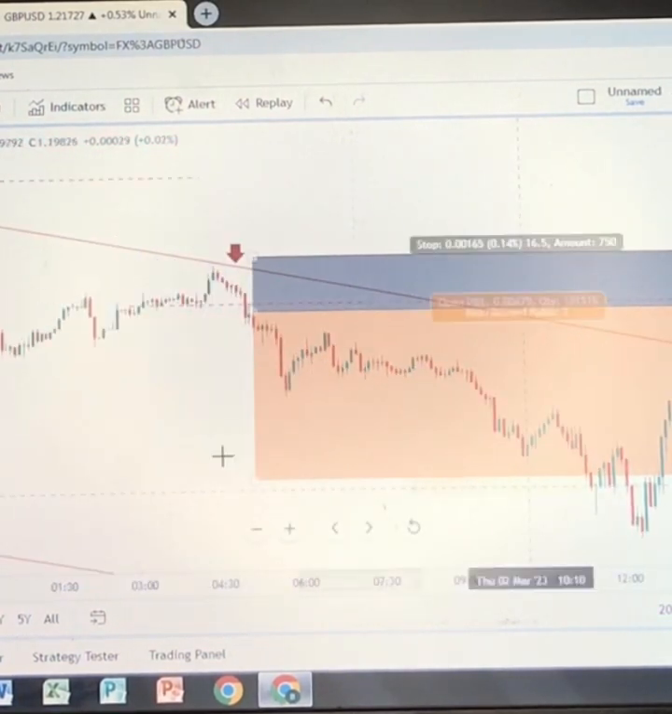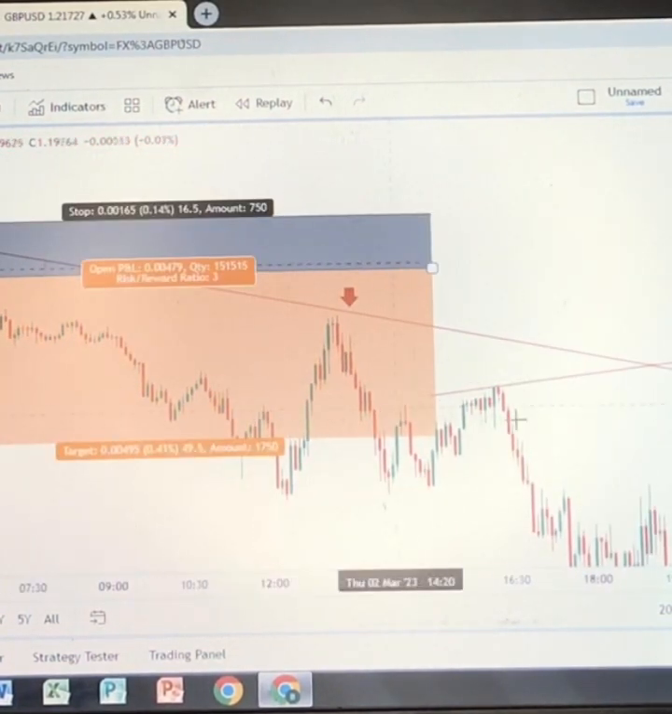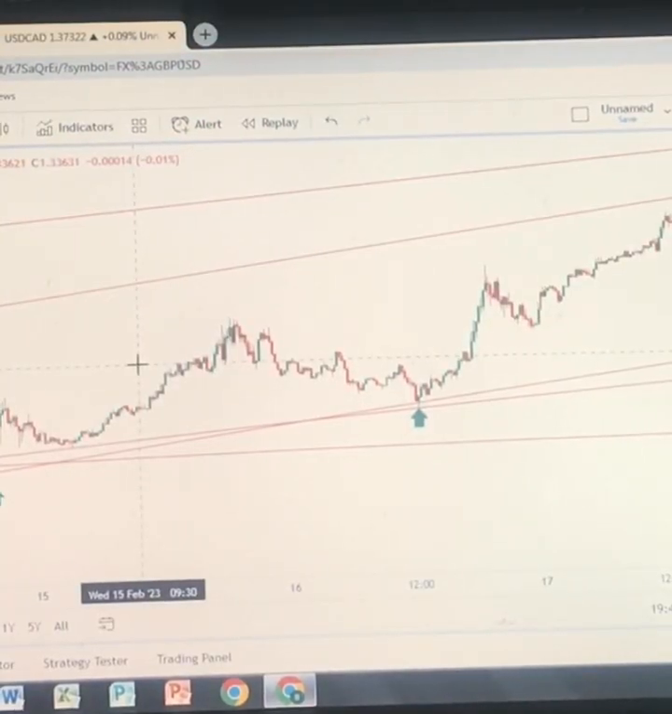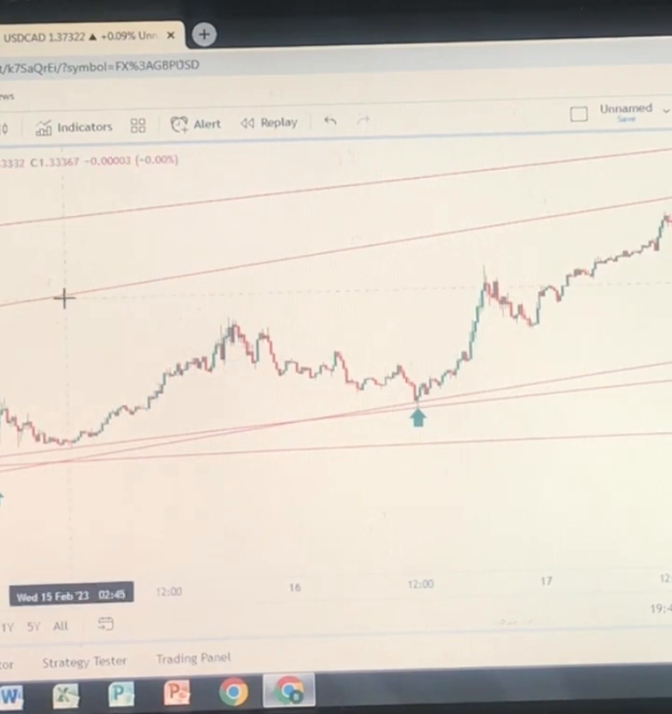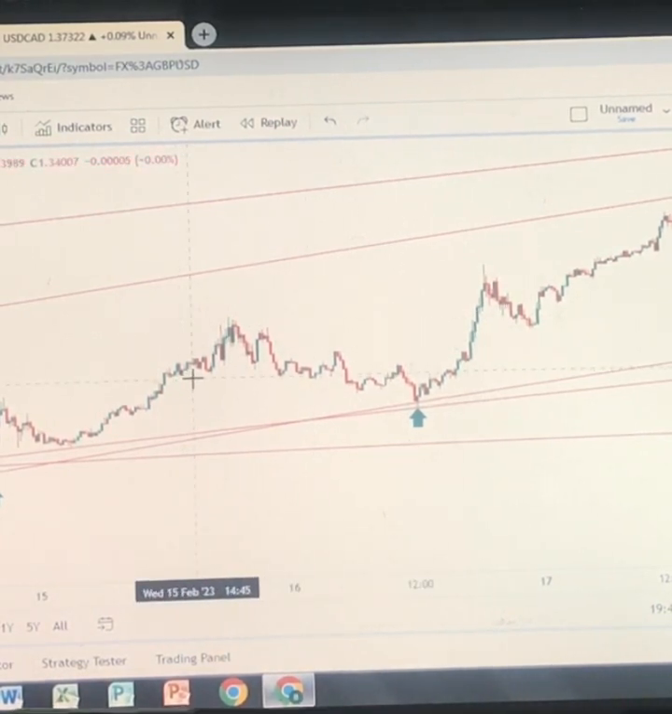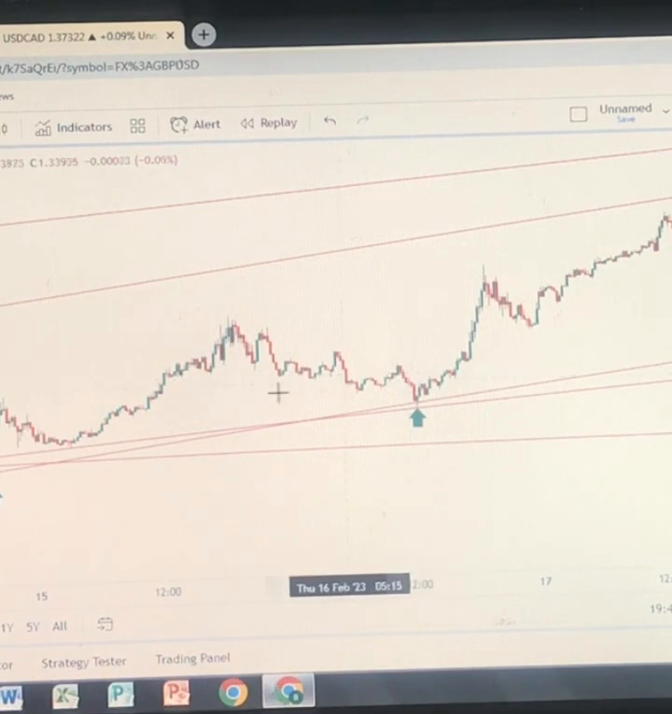Now let us go to the last example there. So yes guys, let us look at our second example on US dollar CAD. So I drew these trend lines using the 15 minutes time frame and the 1 hour time frame, and then I went to my 5 minute time frame to execute the trades.